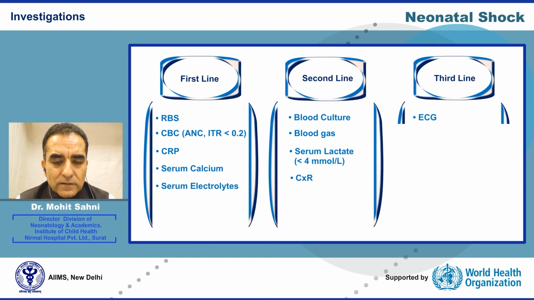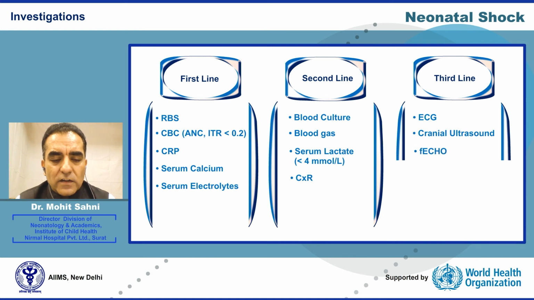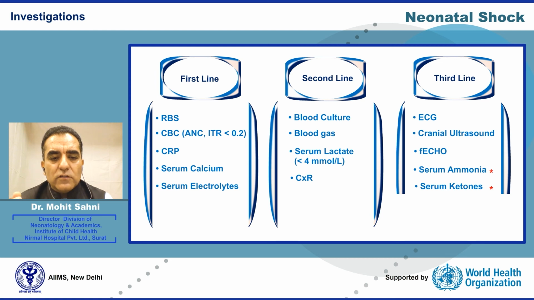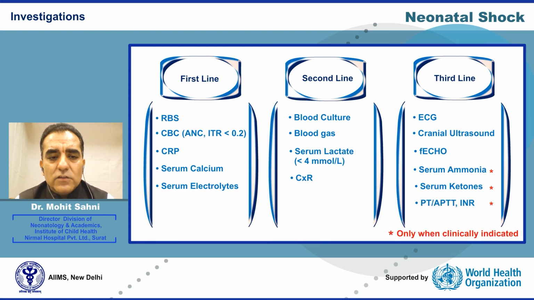Get the ECG for the racing heart, and get head ultrasounds to rule out IVH. Do a functional echo to rule out any cardiac anomaly and to see how the heart is pumping and functioning. Send serum ammonia and ketones to rule out inborn errors of metabolism, and bleeding profile PT, APTT, INR to rule out any bleeding issues.